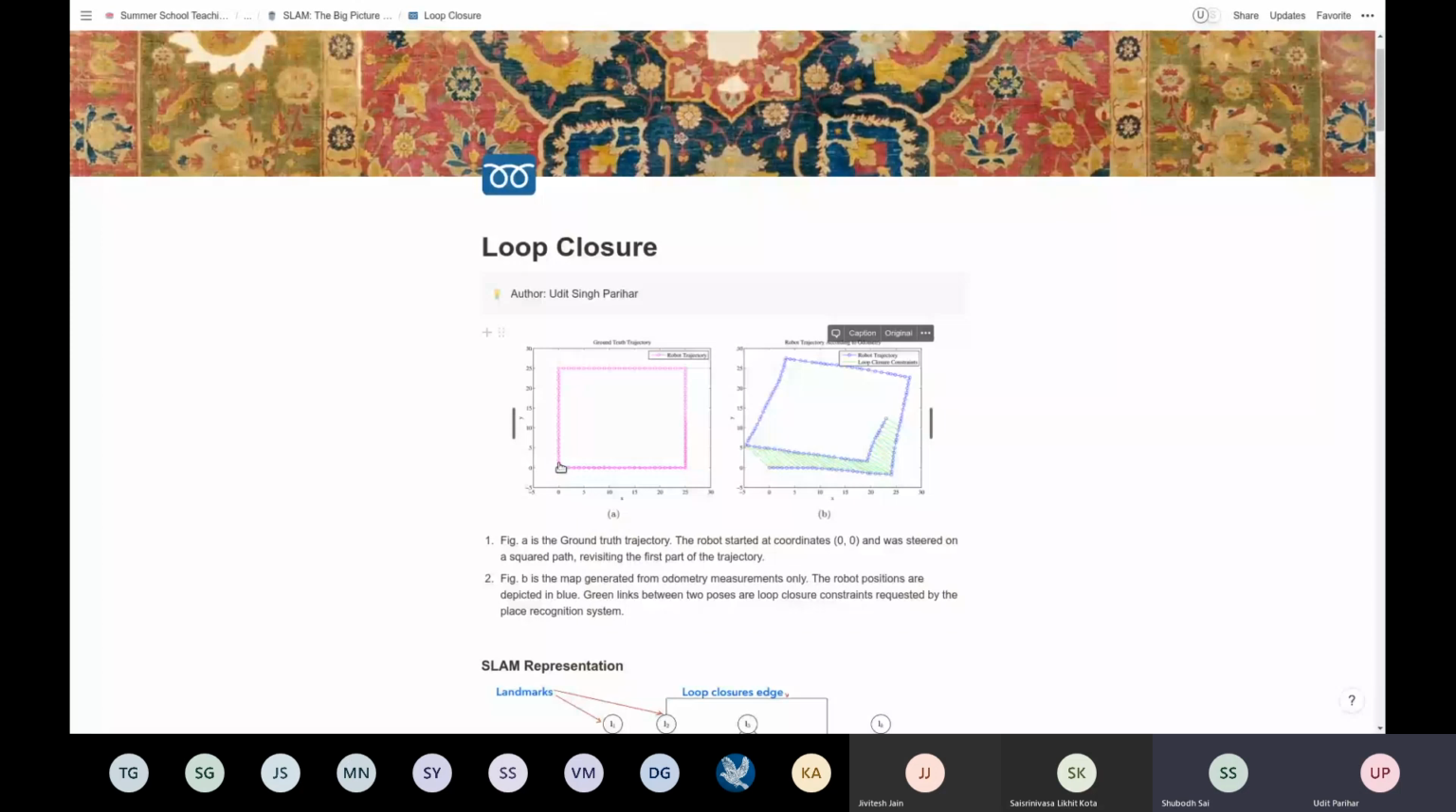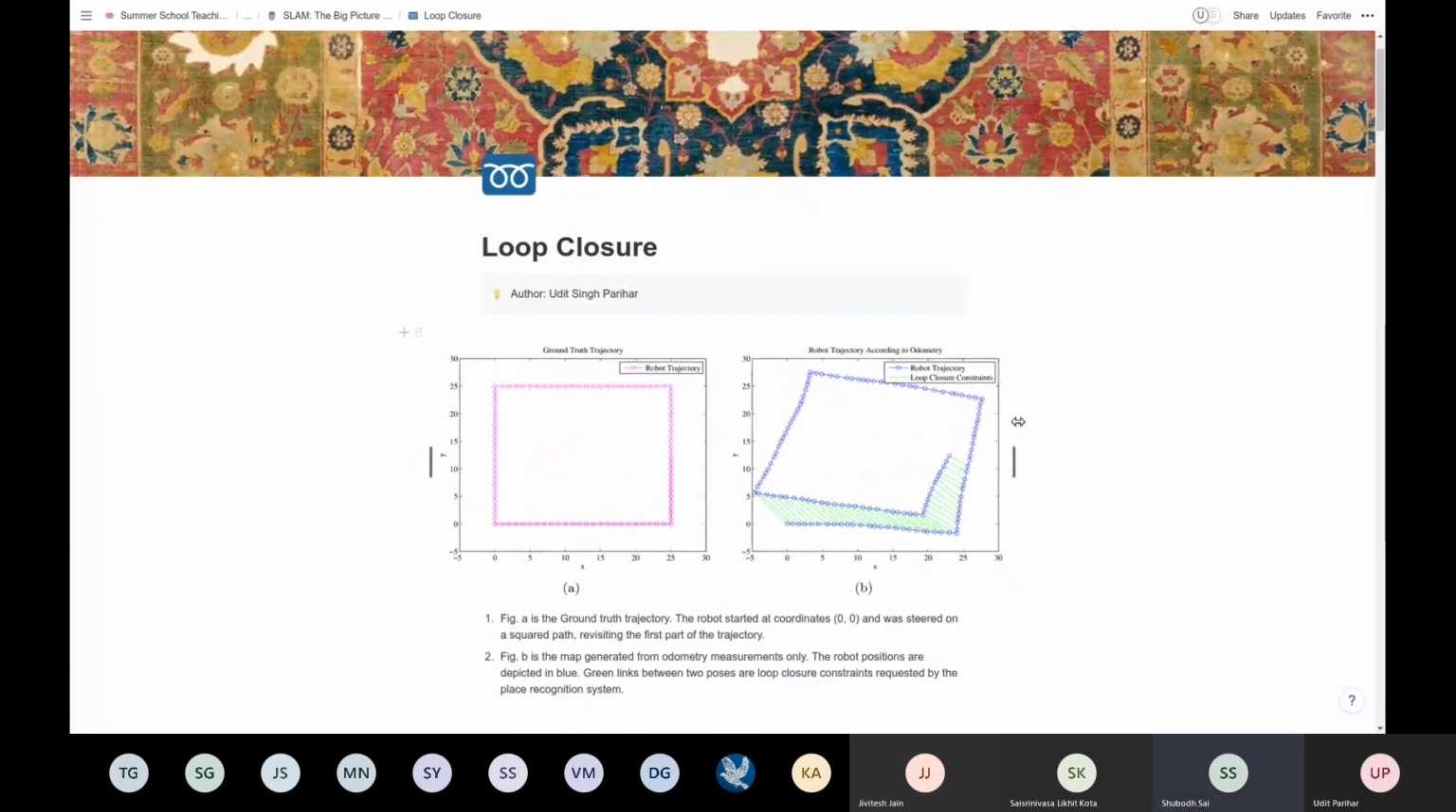Are you guys able to read this when I share my screen? I'm not able to read what is written on the screen. You can zoom in. Control plus, you can zoom in.